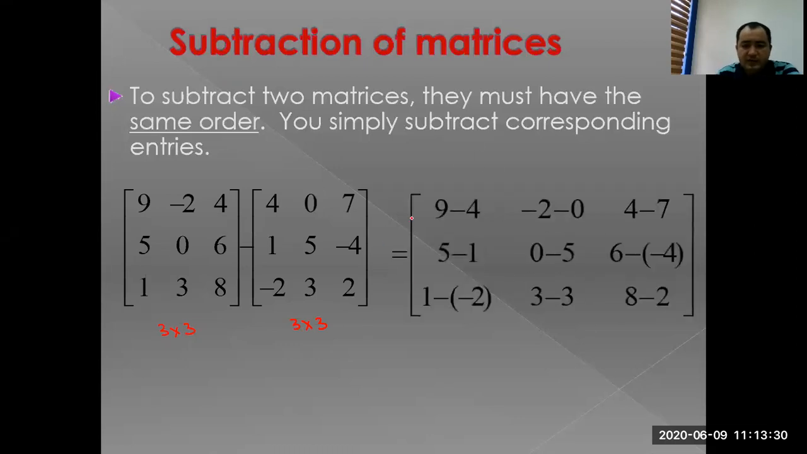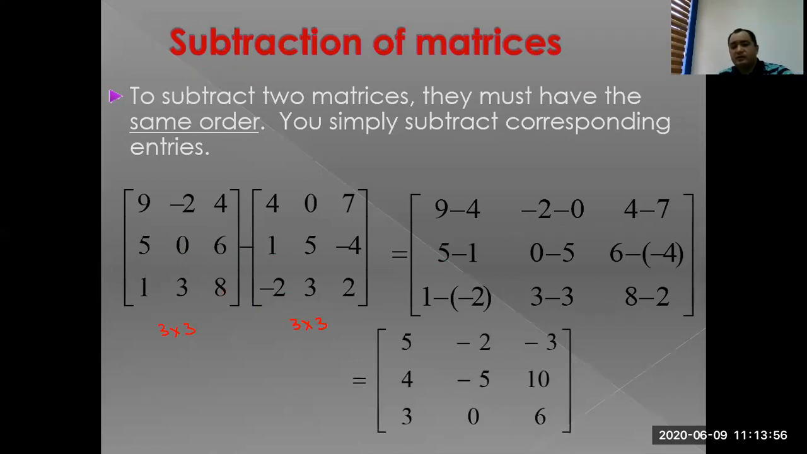So just write an equal sign and subtract their corresponding entries. 9 minus 4, that's equal to 5. Negative 2 minus 7. Negative 2 minus 0, here we have. 4 minus 7, here we have. 5 minus 1, here we have. 8 minus 2, here we have, right? Just subtract the corresponding entries. So 9 minus 4 is equal to 5. 1 minus negative 2 is equal to 3. 3 minus 3 is equal to 0. 8 minus 2 is equal to 6. This is how we subtract 2 matrices.